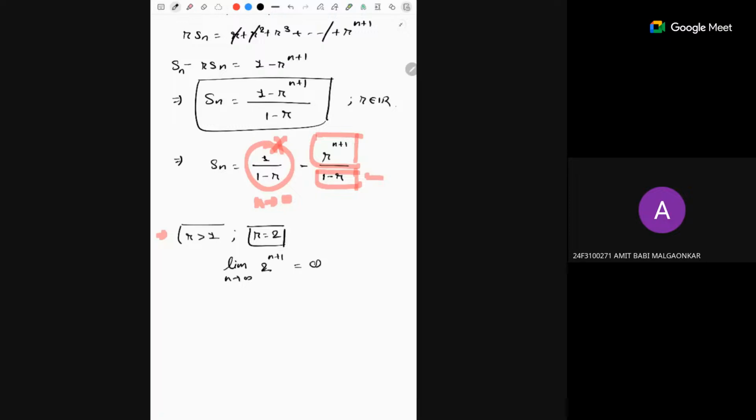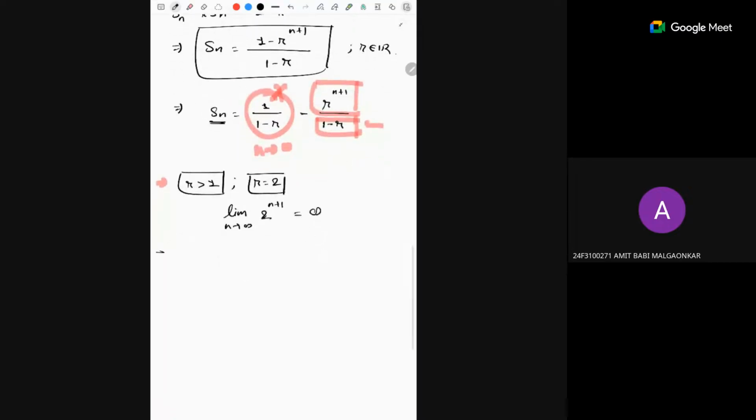So that means if you take any value of r which is strictly greater than 1, then this Sn also goes to infinity. So the series is not convergent. So if r is strictly greater than 1, then Sn is going to infinity, because this term r to the power n plus 1 is going to infinity. So r to the power n plus 1 goes to infinity means Sn also goes to infinity, so the series does not converge.